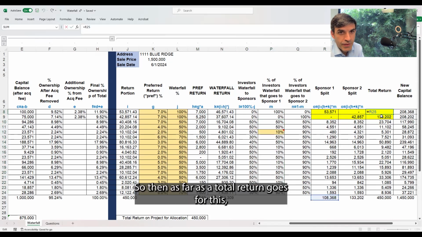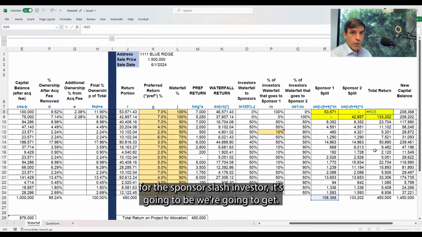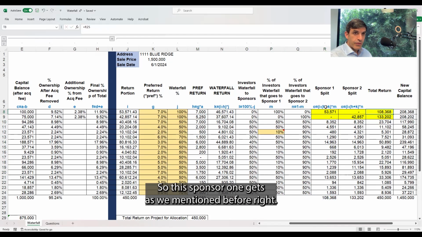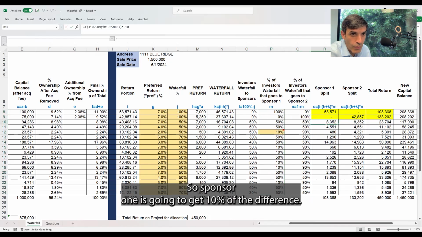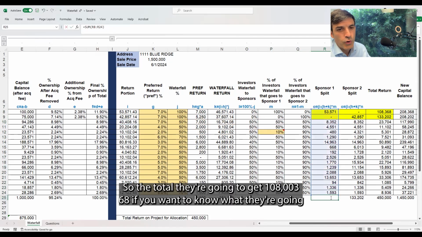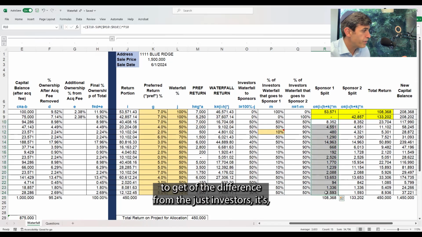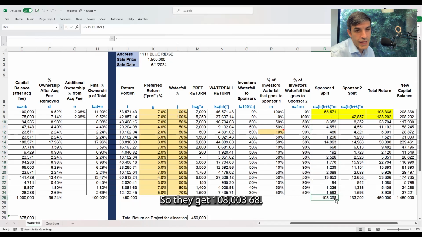So as far as the total return goes for the sponsor slash investor, sponsor one gets, as we mentioned before, the 10%. These are the percentages that go to sponsor one. So sponsor one is going to get 10% of the difference, like we said, and they're going to get 50% of the difference, et cetera. So the total, they're going to get 108,368. If you want to know what they're going to get of the difference from just the investors, it's the 54,796 plus their own. So they get 108,368.